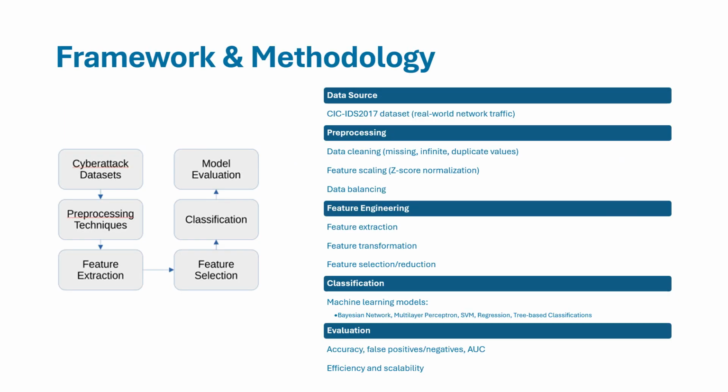Framework and methodology. Our approach follows the structured pipeline, as you can see. We begin with the CIC IDS 2017 dataset, followed by the pre-processing steps such as data cleaning, normalization, and balancing. Next, we apply feature engineering techniques, including extraction, transformation, and selection. We then train multiple machine learning models, and finally evaluate their performance based on accuracy, reliability, and efficiency.